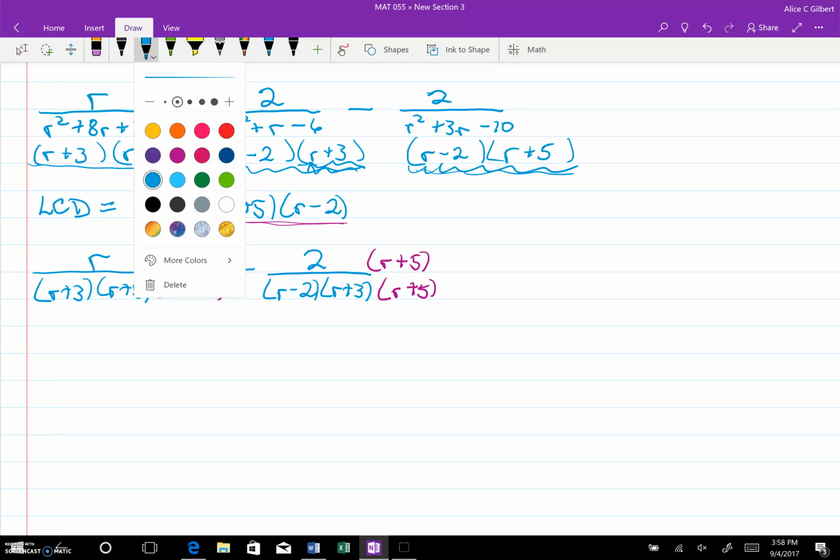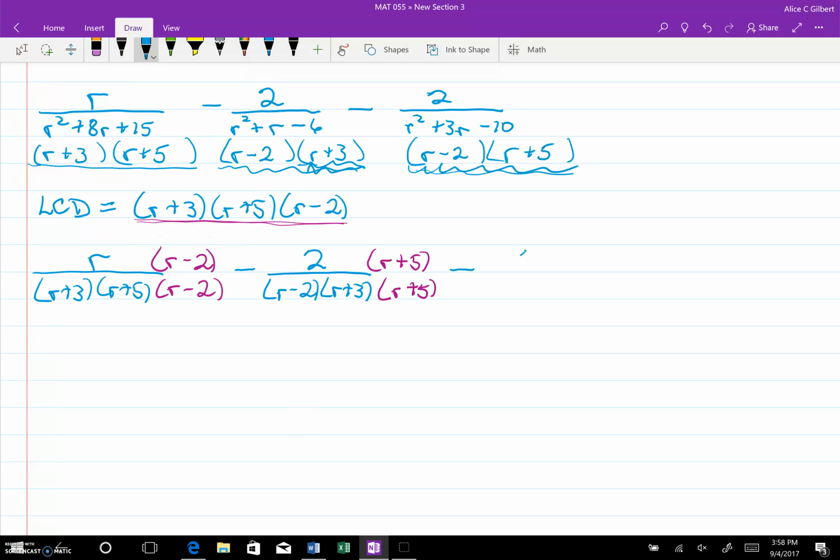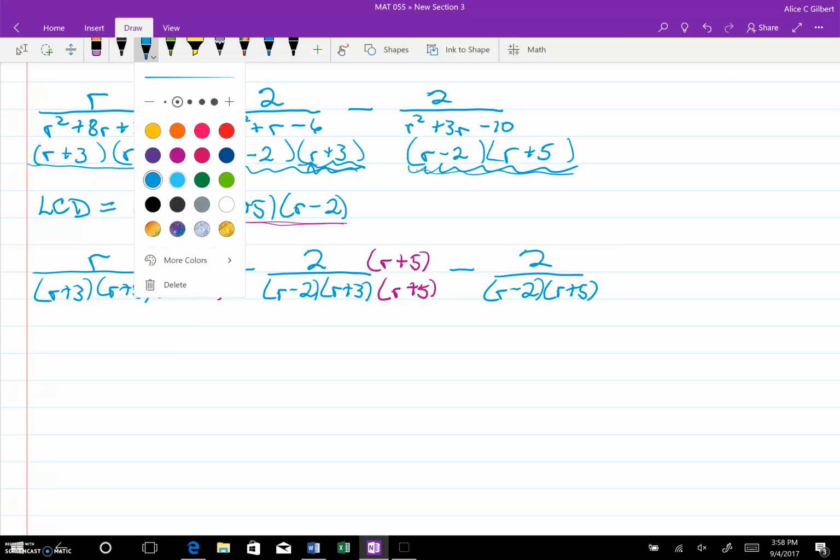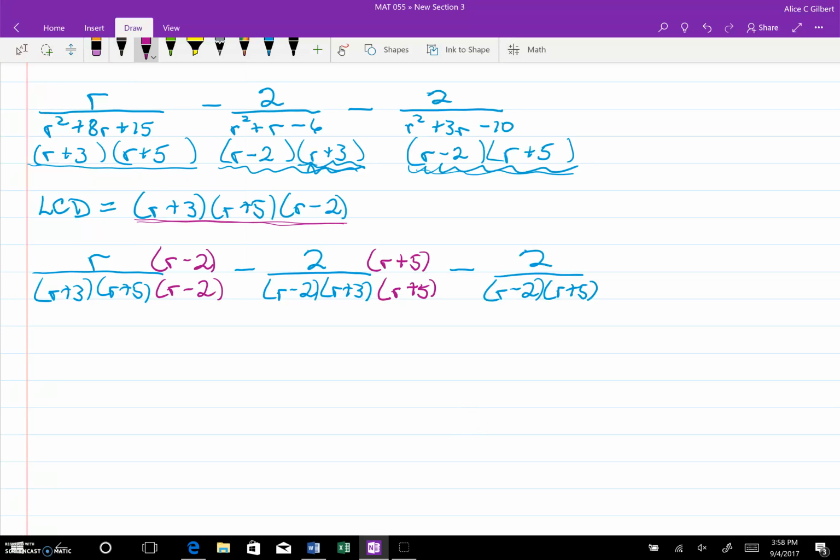Okay, then I'm going to write the third one down exactly like it is, always with the denominator in factored form. And then once again, I need to look at this and say, what do I need to multiply with these in the denominator to get everything in my LCD? Well, this time it's r plus 3. If I do that in my denominator, I need to do it in my numerator.